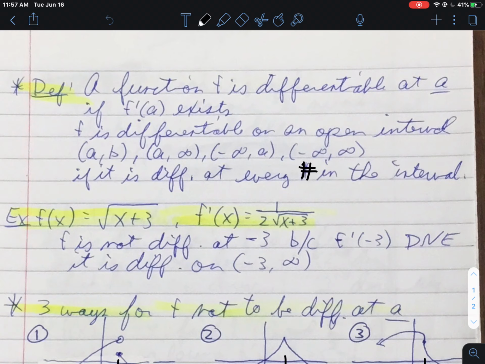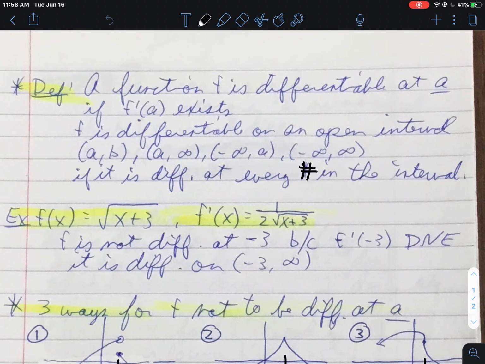So it's kind of like, remember we talked about continuity? We said that a function was continuous at a point. Remember we had those three requirements that we had to meet for continuity. But then we also said that the function was continuous on an interval if it was continuous at every number in the interval. That's similar to what we're saying here with differentiability. So if f prime of a exists, then f is differentiable at that number a. If f is differentiable at every number in an interval, then we're differentiable on that interval.